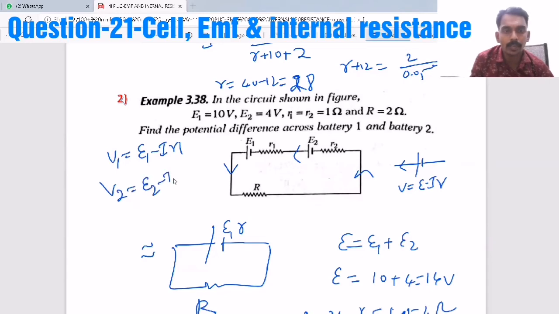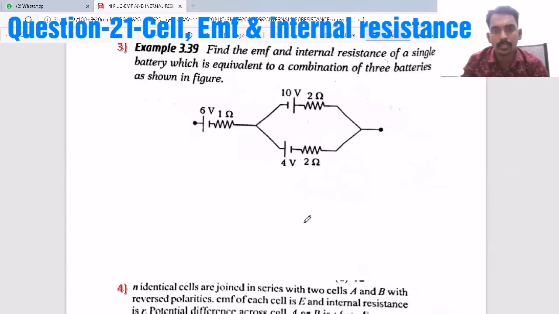V2 equal to epsilon 2 minus IR2. So after finding I, you can substitute and calculate the values. Now here one more question. Find the EMF and internal resistance of a single battery which is equivalent to a combination of 3 batteries.